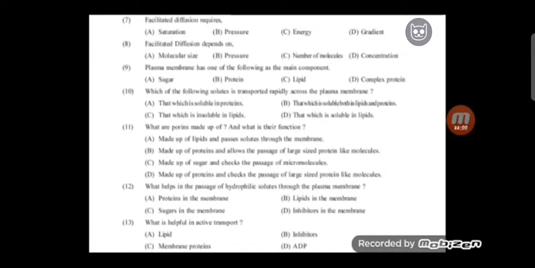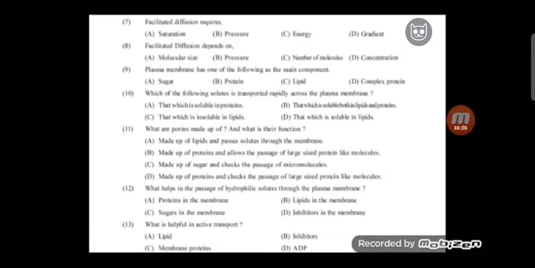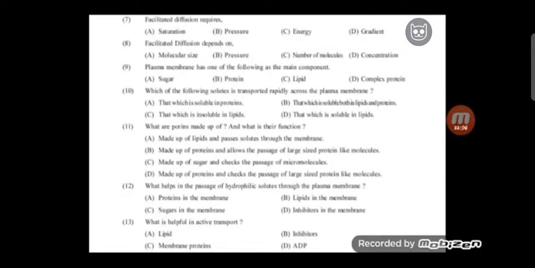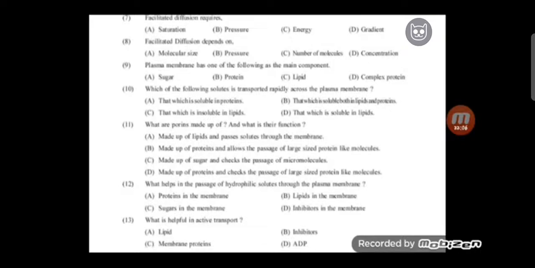So therefore the correct answer for question number 10, which asked which of the following solutes is transported rapidly across the plasma membrane, is that which is soluble in lipids. That which is soluble in lipids is transported rapidly across the plasma membrane.